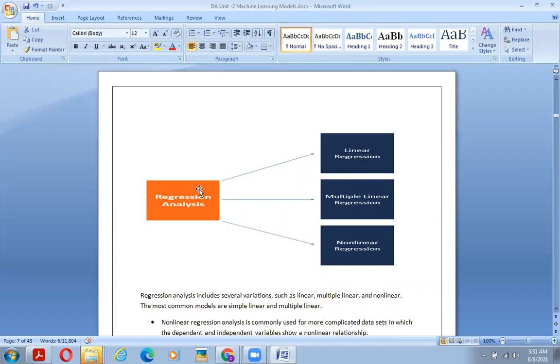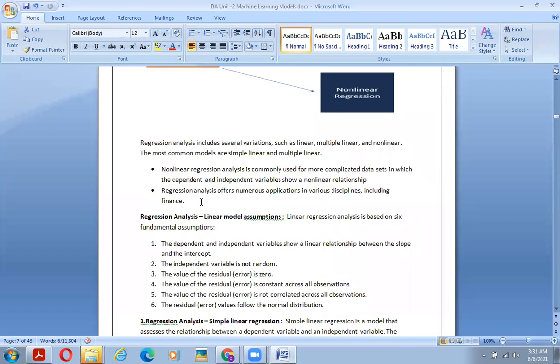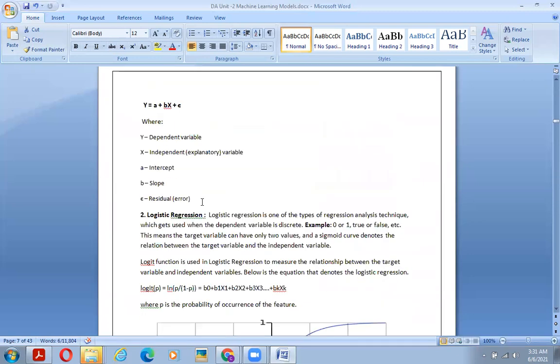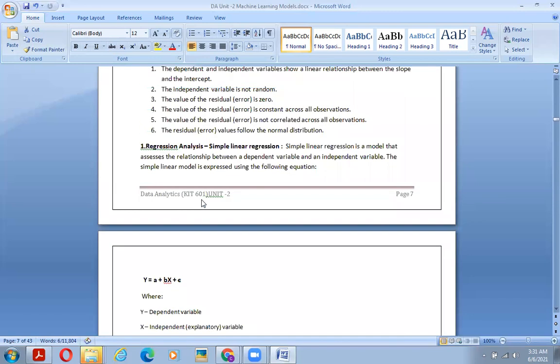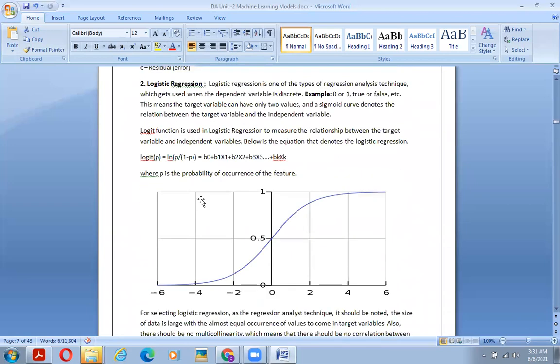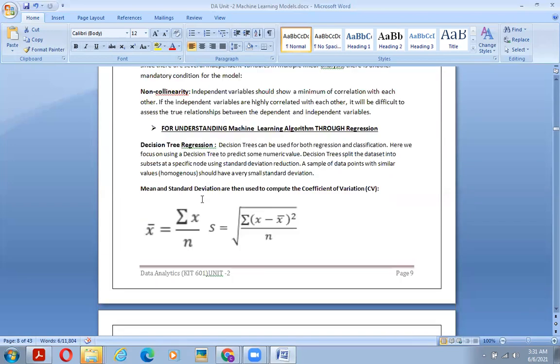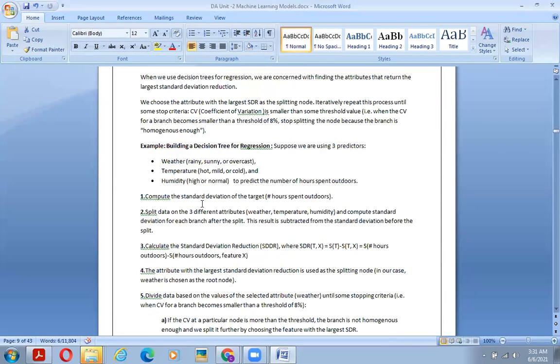That is linear regression, multiple linear regression, and non-linear regression. For really understanding this, let's understand these three. Then we'll move to the seven types.